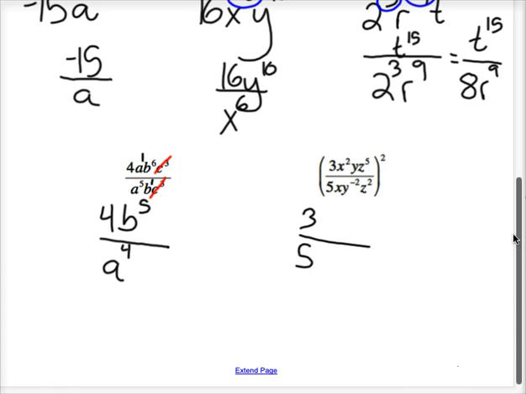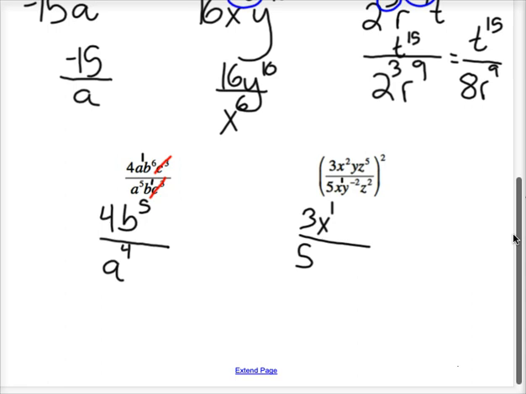So let's see what's happening. That 3 over 5, well, it can't reduce, so it just has to stay there. X squared divided by x to the first. Well, x to the 2 divided by x to the 1, 2 minus 1 leaves me with an x to the 1. All right?